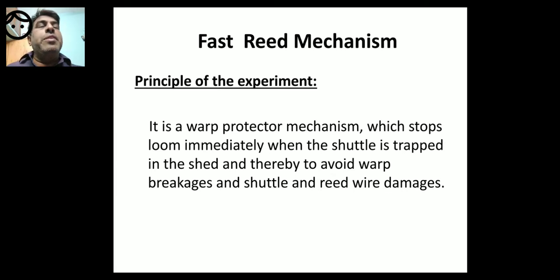So, fast reed mechanism, principle of the experiment: it is a warp protector mechanism which stops the loom immediately when the shuttle is trapped in the shed and thereby avoids warp breakages and shuttle and reed wire damages. So we have 3-4 points in one simple principle. It is a warp protector mechanism. Protection means to protect the warp, so that it does not get damaged.